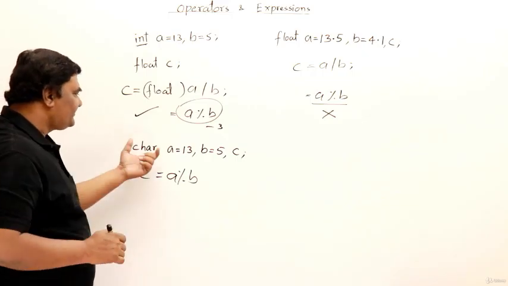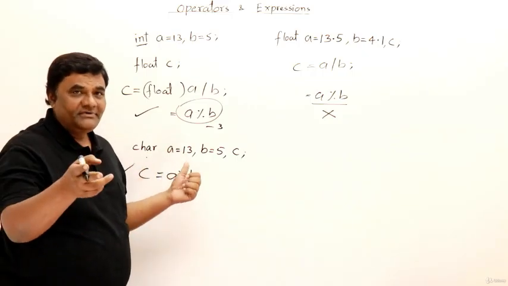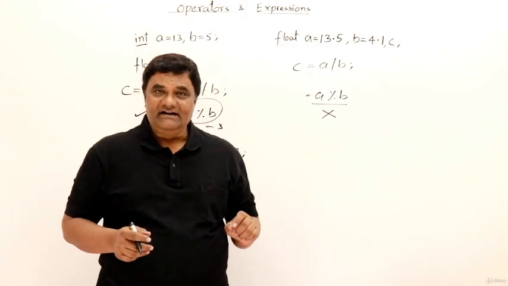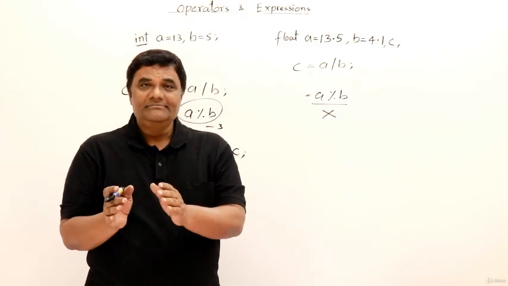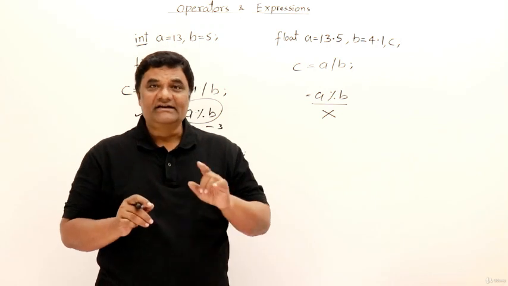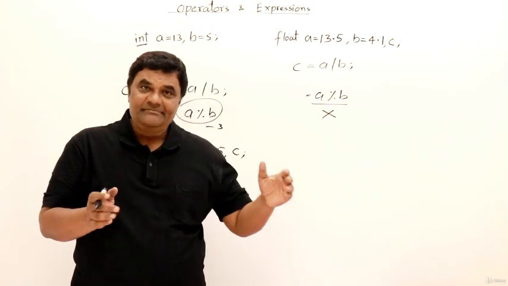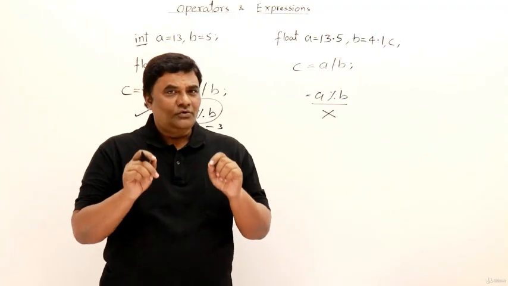Here you may get confused about how I am storing numbers in a character. If you remember, we have learned in the data types that characters are nothing but numbers. These are codes. Every character has an ASCII code. So actually a character is an integral type only, and it will store the codes of the character.